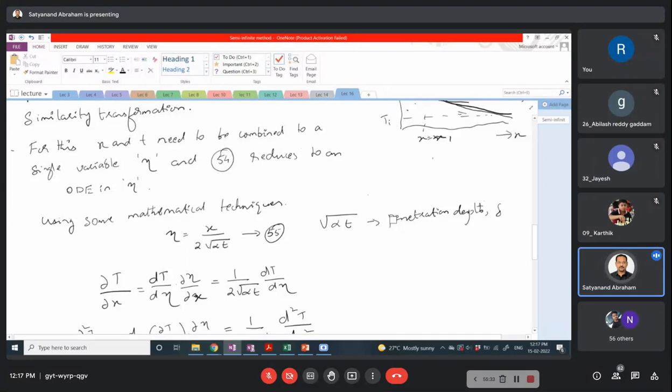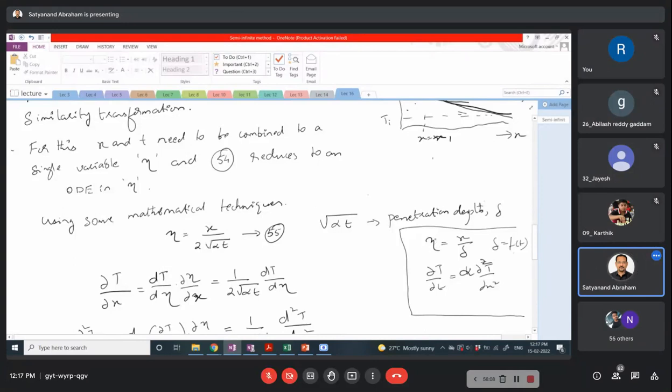So just showing you, what you can say is that eta is a function of x by delta, where delta is a function of time. But then you have to find what delta is. So what you can say is dou T by dou t is equal to alpha into dou square T by dou x square, right?